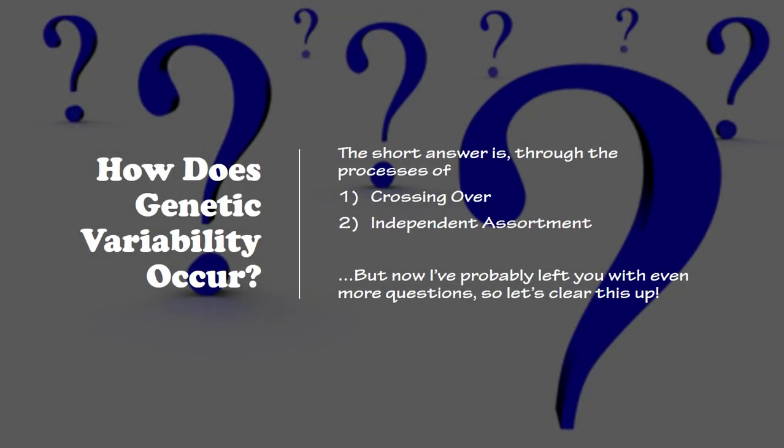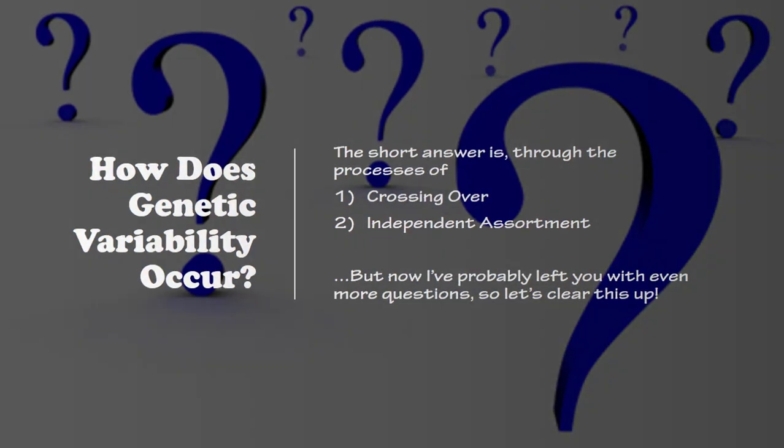How does genetic variability occur? The short answer is through the processes of crossing over and independent assortment. But now I've probably left you with even more questions, so let's clear this up.